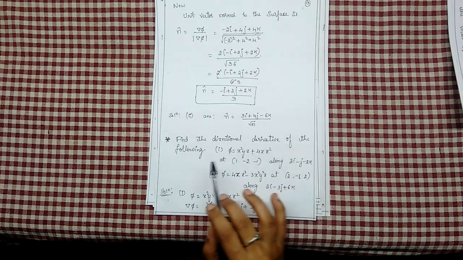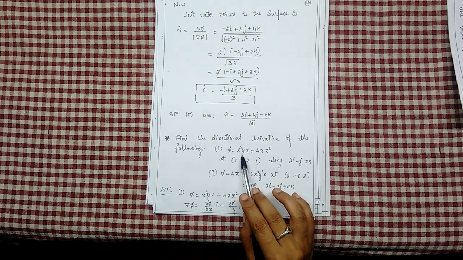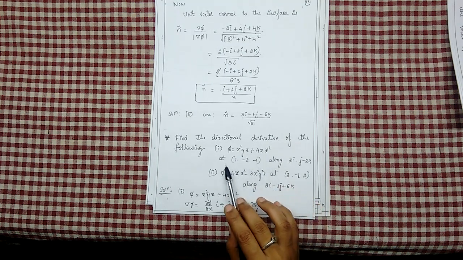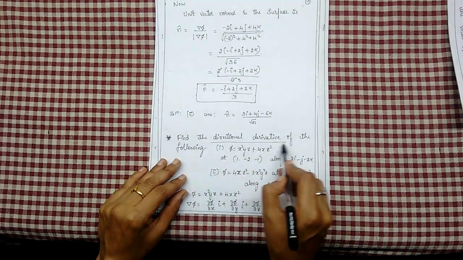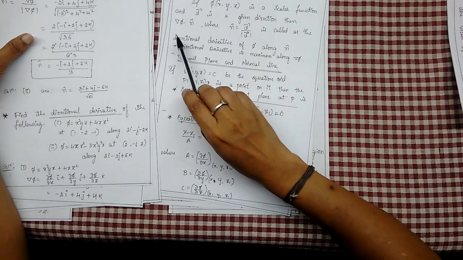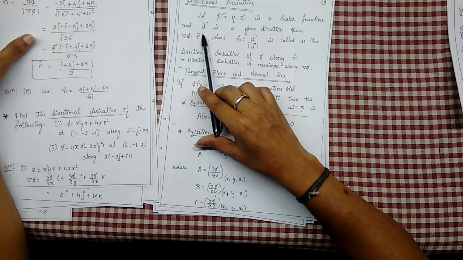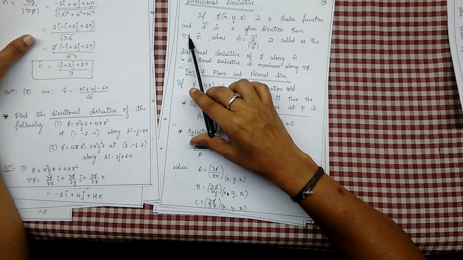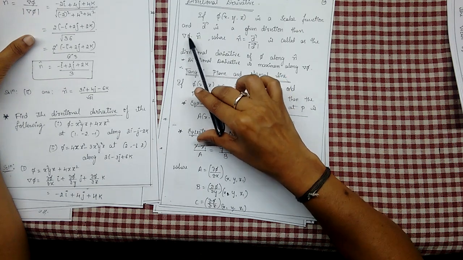Find the directional derivative of the following. Phi is equal to x square yz plus 4x z square at the given point along the direction. Here we have to find the directional derivative. For the directional derivative, what is the formula? Directional derivative for the given direction is given by del phi dot n cap. I have to find del phi, then I have to find n cap, then I have to take the dot product of these two.